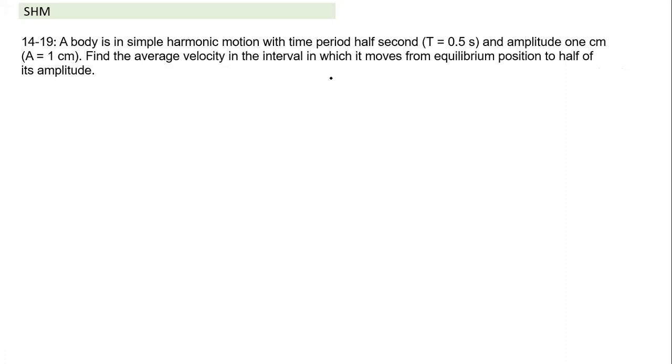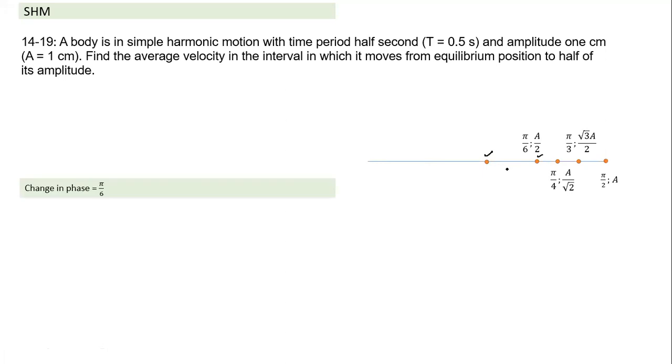Find the average velocity in the interval in which it moves from the equilibrium position to half its amplitude. So if I visualize the motion, time period is given, amplitude is given. I need to find the average velocity between which 2 points. This is my one point here, and the second point is A by 2. In between, what is the average velocity, in terms of time period and A? Whenever we look at this, all such questions we can solve.